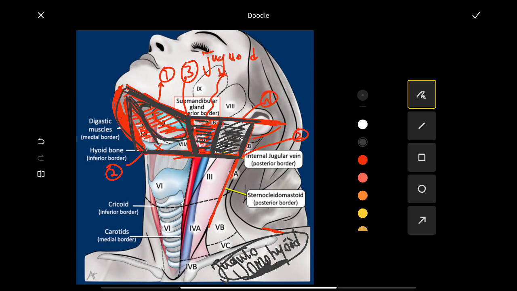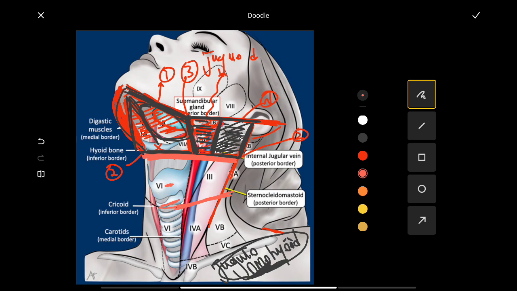Okay, level 3 is easy, so we just finished the difficult parts. The rest of the levels are easy. Level 3 superiorly extends from the inferior border of the hyoid bone here. Okay, let me highlight it here. Inferior border of the hyoid down to the level of the cricoid cartilage, the inferior border of the cricoid cartilage. So this is cricoid cartilage, this is thyroid, right?